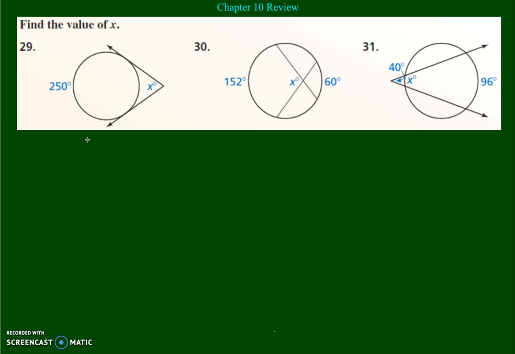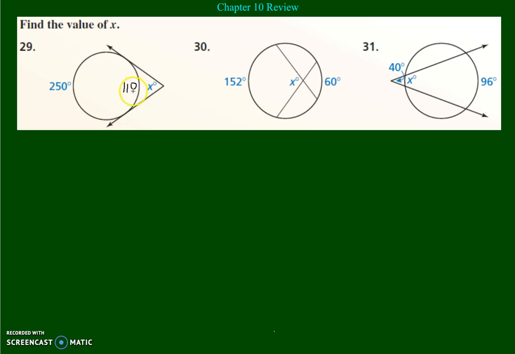In problems 29, 30, and 31, we're looking for the value of x. In problem 29, this is an example of the angles outside a circle theorem. And that means that this angle is 1/2 the big arc minus the small arc. Well, we know what the big arc is. It's 250. And since the whole circle is 360 degrees, 360 minus 250 gives us 110. So we know the small arc is 110.